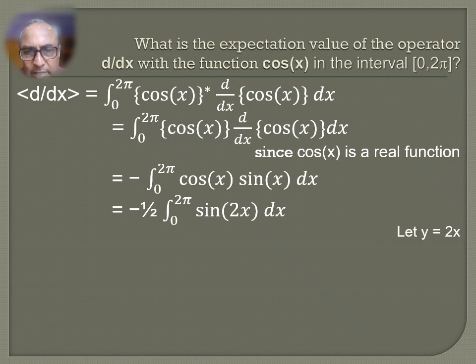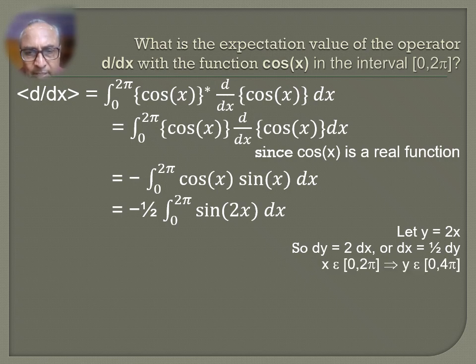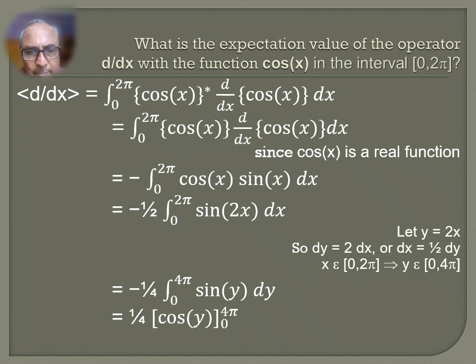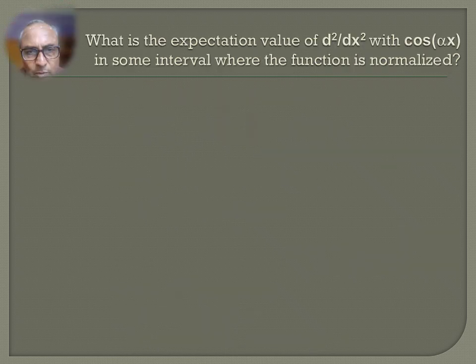Now let y is equal to 2x. So dy is equal to 2 dx, or dx is equal to half dy, and when x goes from 0 to 2 pi, y will go from 0 to 4 pi. So the integral becomes minus a quarter integral from 0 to 4 pi of sin y dy, which is equal to a quarter times cos y from 0 to 4 pi, which is equal to a quarter times cos 4 pi minus cos 0, which is equal to 0.